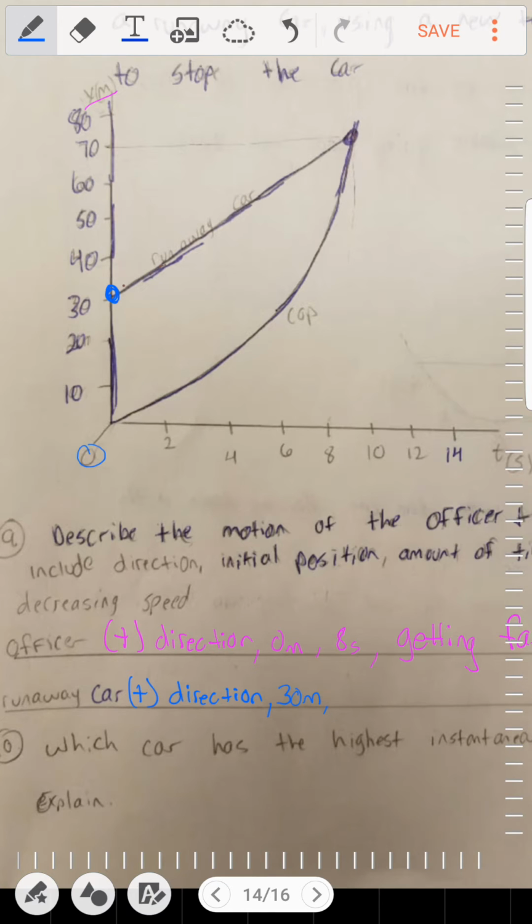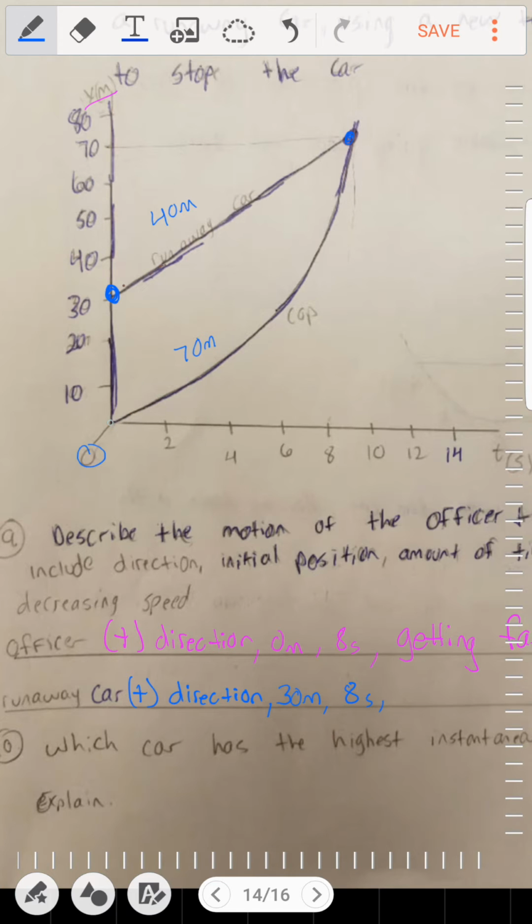How long did it take to go before it collided? Again, it took 8 seconds. So the time is still the same, 8 seconds. But I want you to notice something. It went from 30 meters to 70 meters in 8 seconds. That's only 40 meters. This one went from 0 to 70, so that's 70 meters in the same amount of time. So which one had a higher average speed?